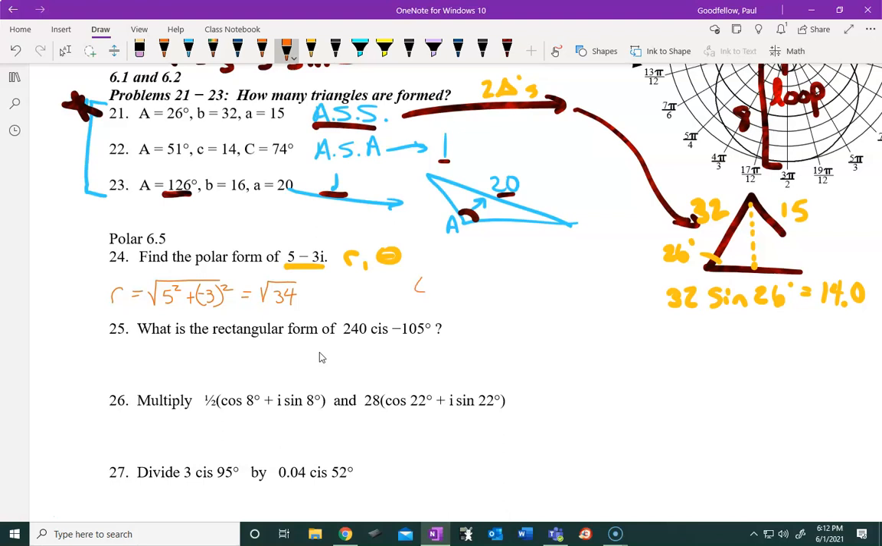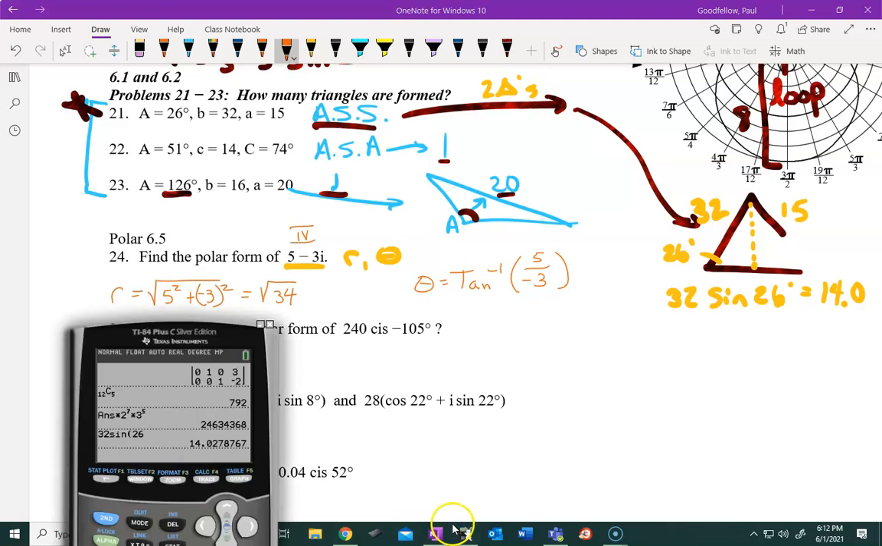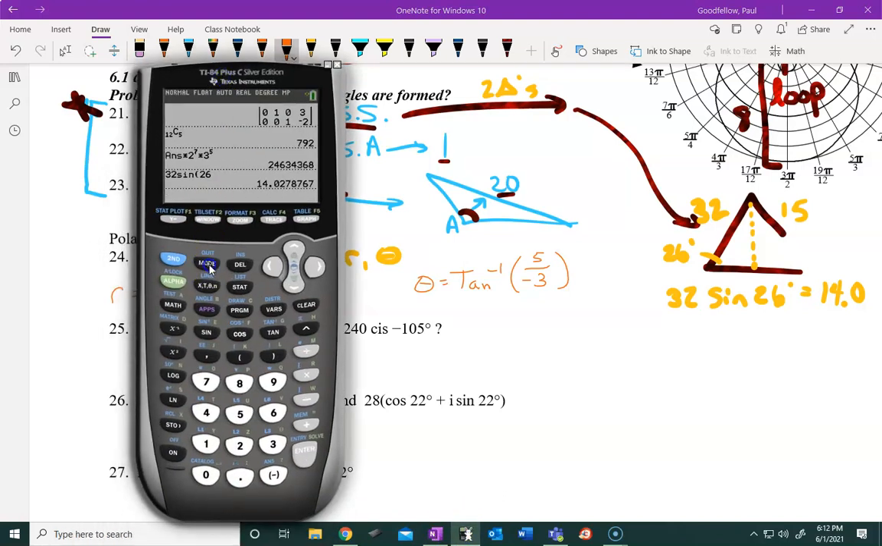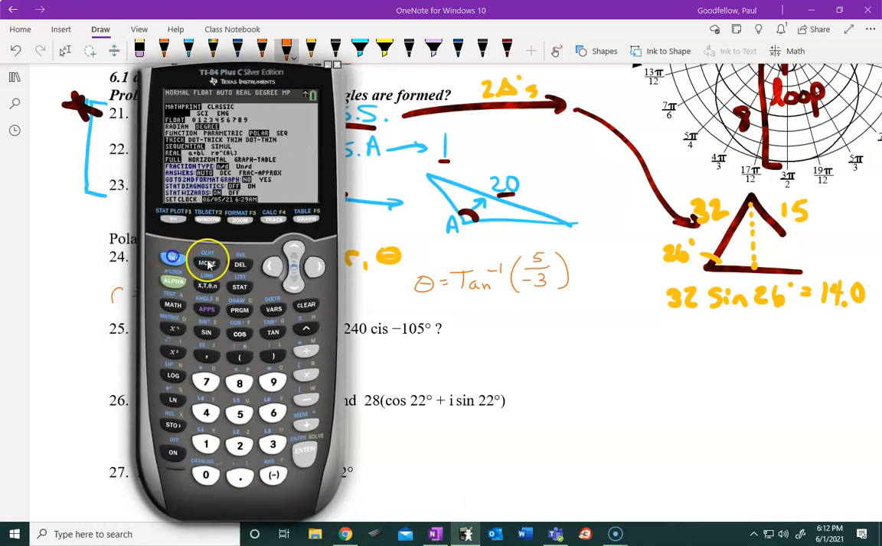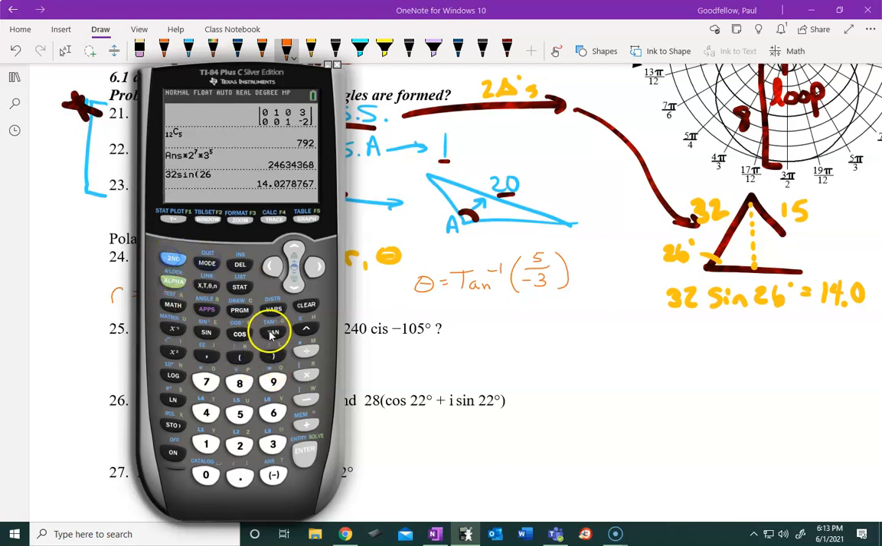Theta, on the other hand, is going to be calculated by finding the inverse tangent of 5 divided by negative 3. And keep in mind that tangent inverse only exists in the first and the fourth, and this guy here is in the fourth, so that's actually a pretty good deal. Let's find the inverse tan of that. My mode is in degrees, so that's going to be okay. Inverse tan of 5 divided by negative 3 is going to report an answer that is in the fourth quadrant, but it's going to be negative.